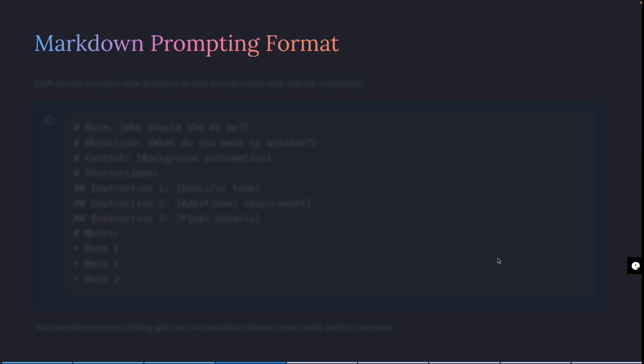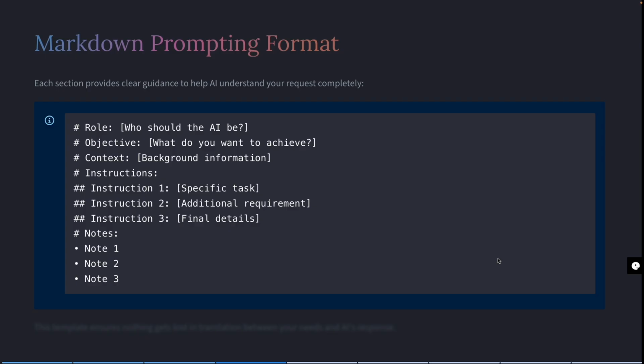Markdown prompting format. Here is the structure format I recommend. It is simple but powerful. As you can see here, there is a role. What should the AI be? The role is who or what kind of expert should answer. Like what should the AI be?